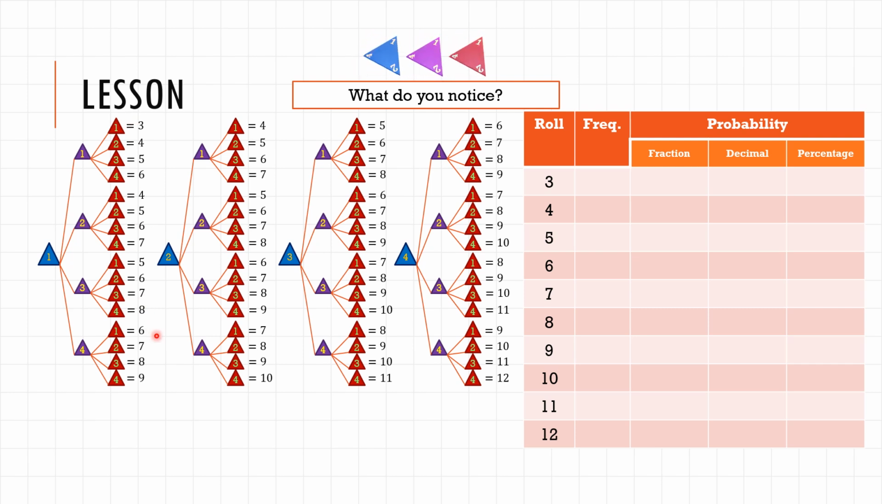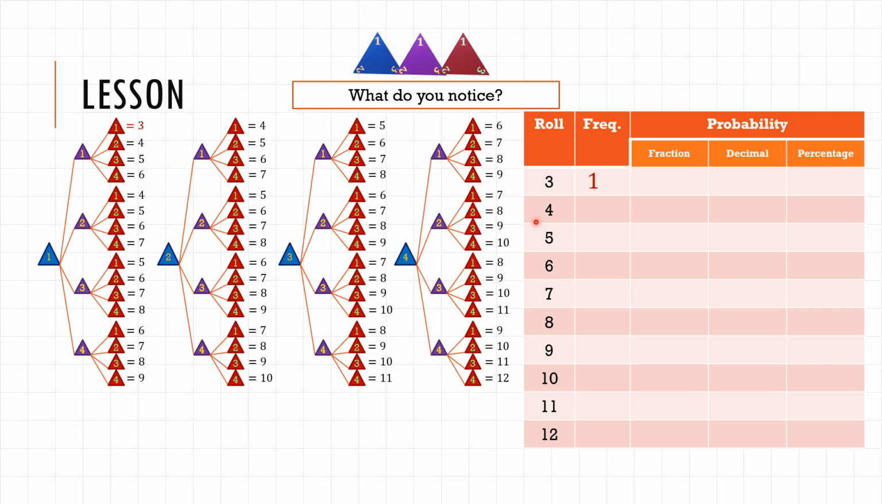How many 3s appear in this entire tree diagram? Just one, just the one right over here. And so the frequency is 1. There's only one outcome that gives me a 3. I'd like you to take 3 minutes and pause this to fill out this table here, this column. How many times do you see each number appear?